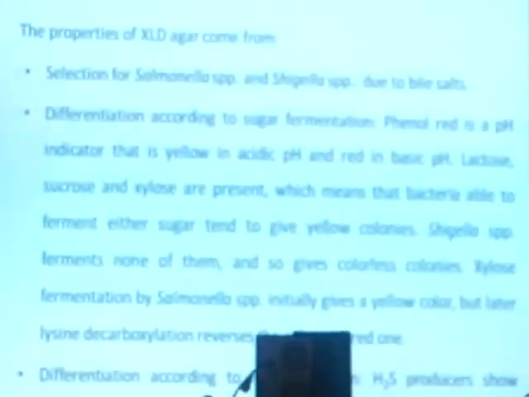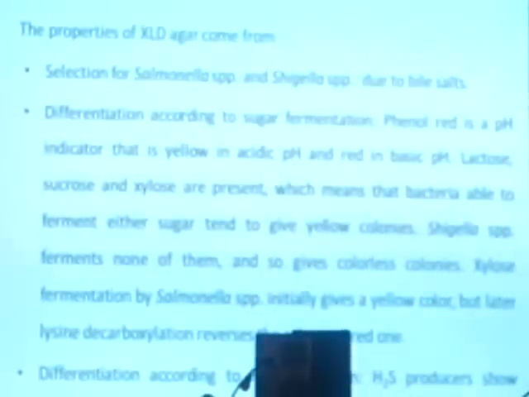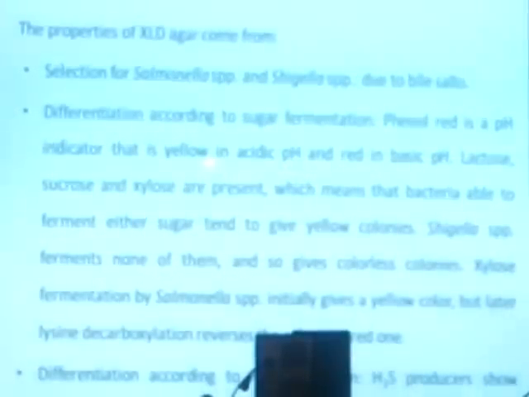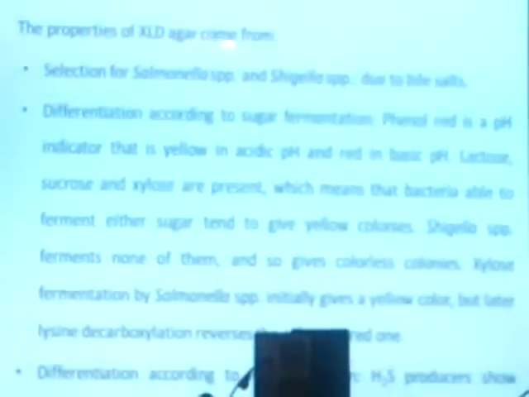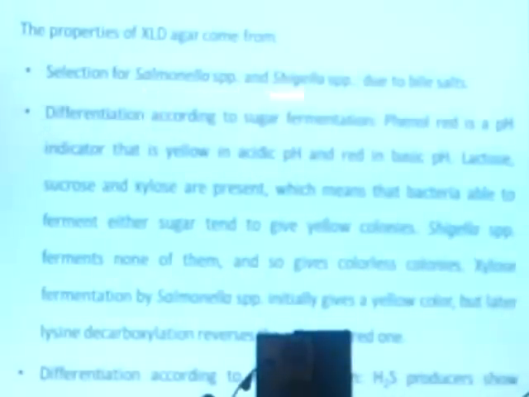Now, finally, there is XLD agar. From the name, X is xylose, which is a type of sugar, L is lysine, and D is deoxycholate. Deoxycholate is deoxycholic acid, the bile salts that we use in this medium. So, XLD agar is also a highly selective medium, right? It selects against many gram-negative bacteria as well as gram-positive bacteria because of the bile salts. It differentiates according to H2S production because it has an H2S detection system.